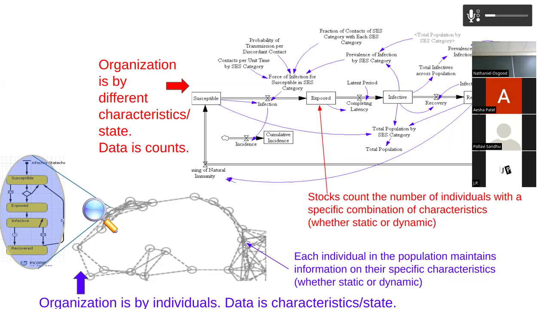We have a count in each stock, right? The count's the number of people with those characteristics.